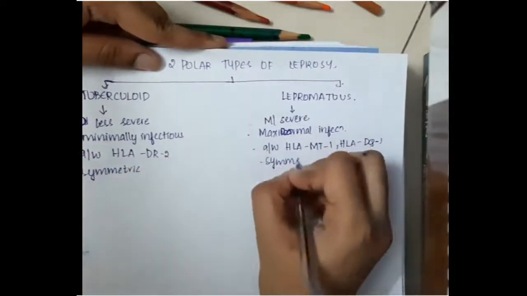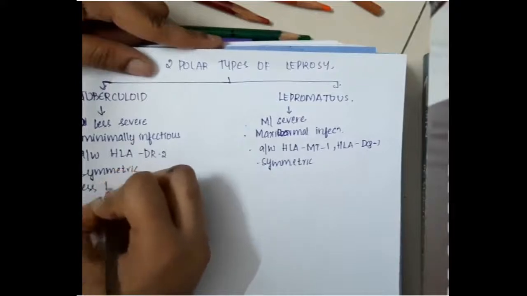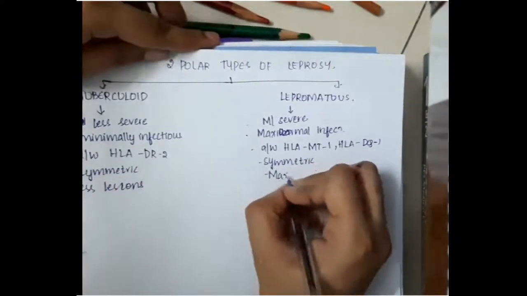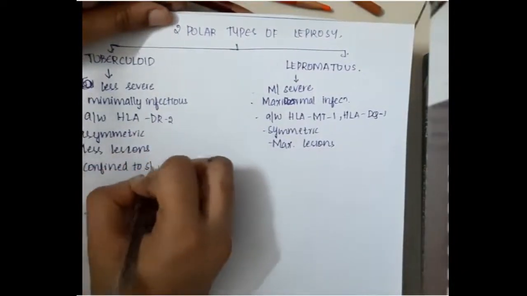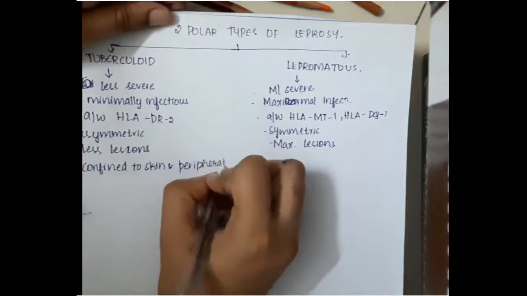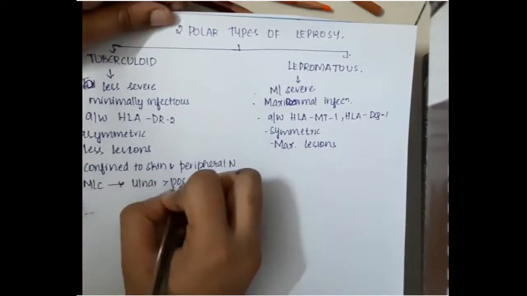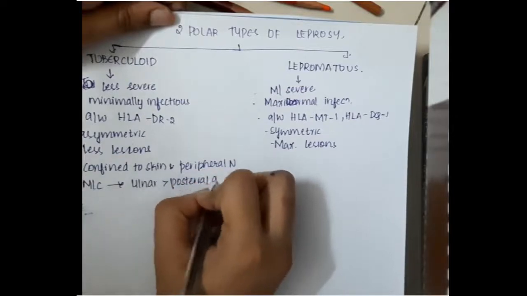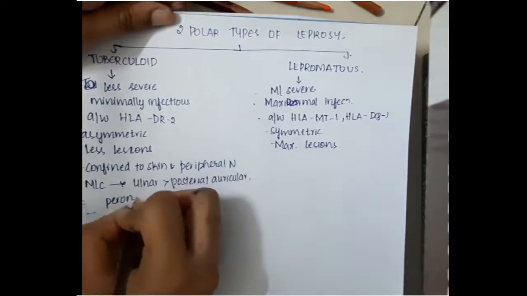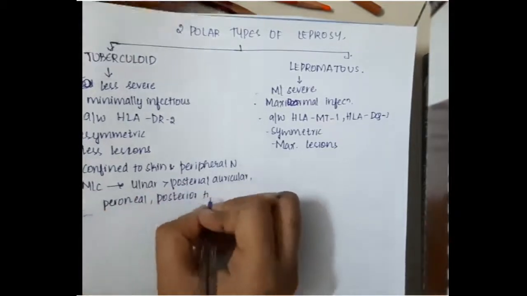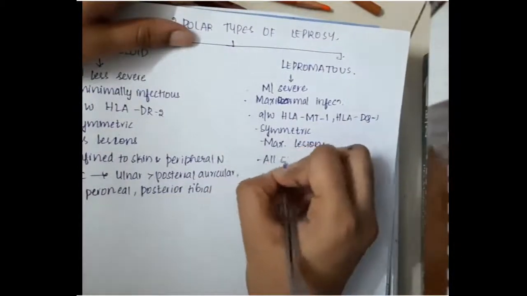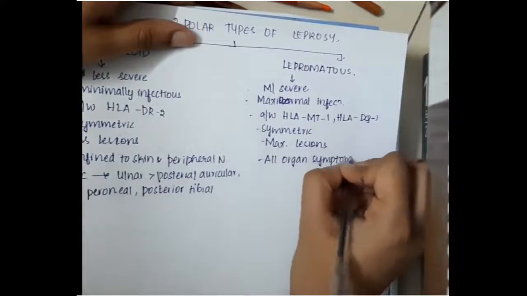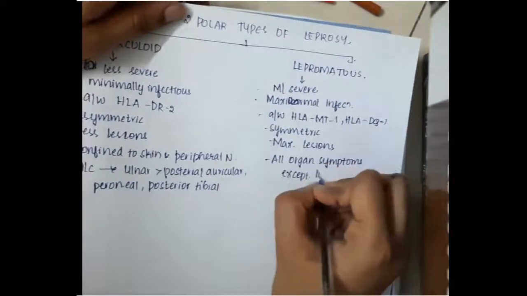Tuberculoid leprosy is asymmetric, whereas lepromatous leprosy is symmetric. Tuberculoid leprosy has fewer lesions. Lepromatous leprosy has maximum lesions. Tuberculoid leprosy is mainly confined to the skin and peripheral nerves, which mainly involves the ulnar nerve, followed by the posterior auricular, then peroneal, then posterior tibial nerve. Then in lepromatous leprosy, all organ systems are involved except the lungs and CNS.